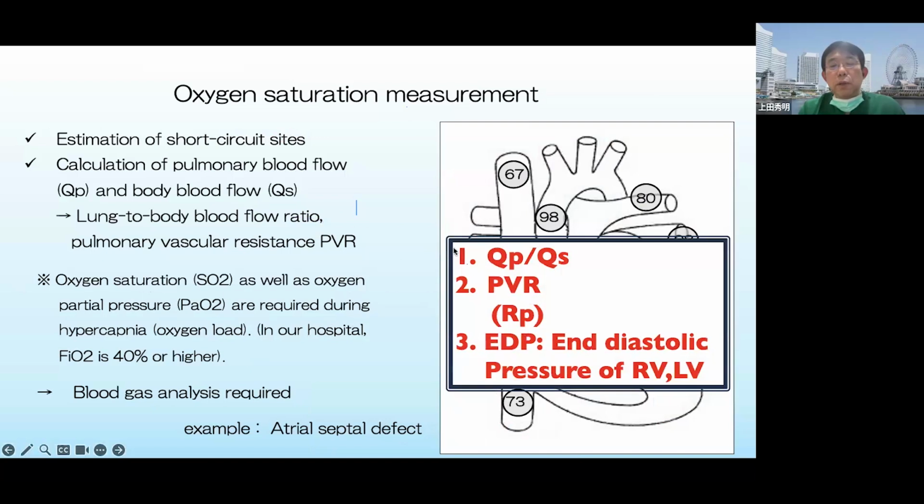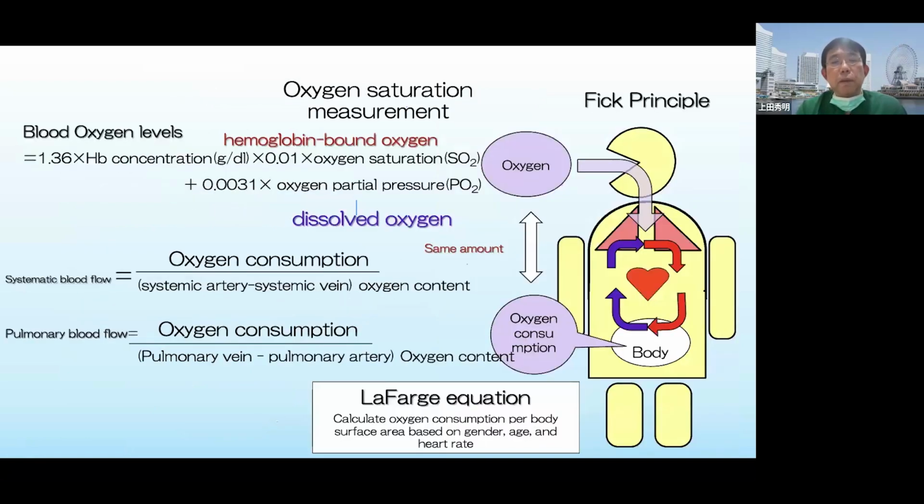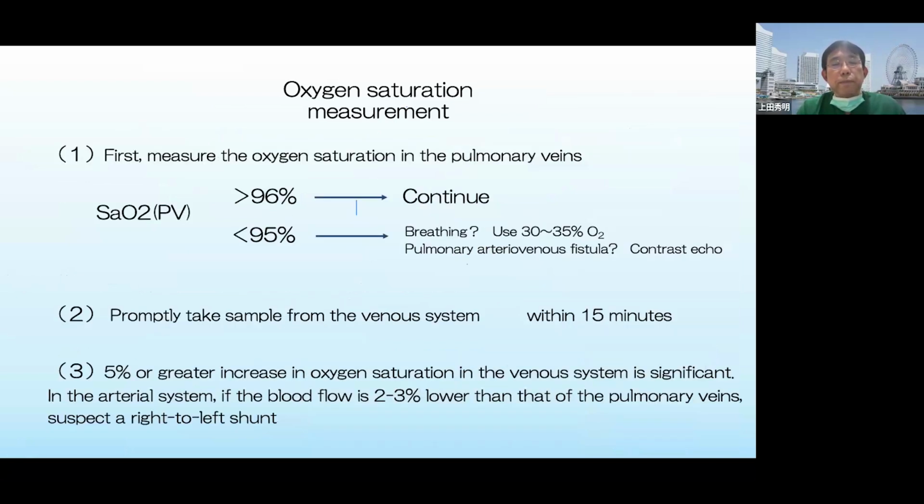So there are 3 points from which we can obtain the values of the QpQs, PVR, and the diastolic pressures. That's why we always try to perform diagnostic catheterizations to obtain these numbers. This is a picture of the formula showing how to calculate the QpQs, or Qp over Qs.